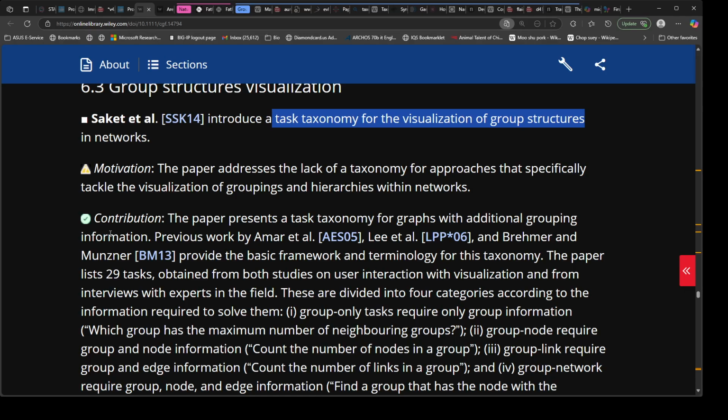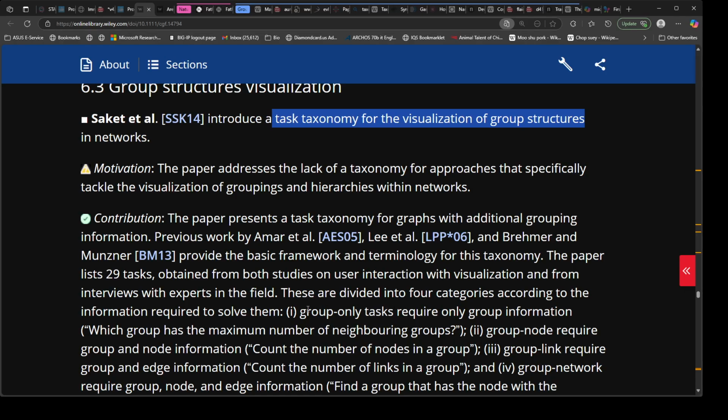Previous work by Amar et al. [ICE05], Lee et al. [LPP06], and Bremer and Munzner [BM13] provide the basic framework and terminology for this taxonomy. The paper lists 29 tasks, obtained from both studies on user interaction with visualization and from interviews with experts in the field. These are divided into 4 categories according to the information required to solve them.